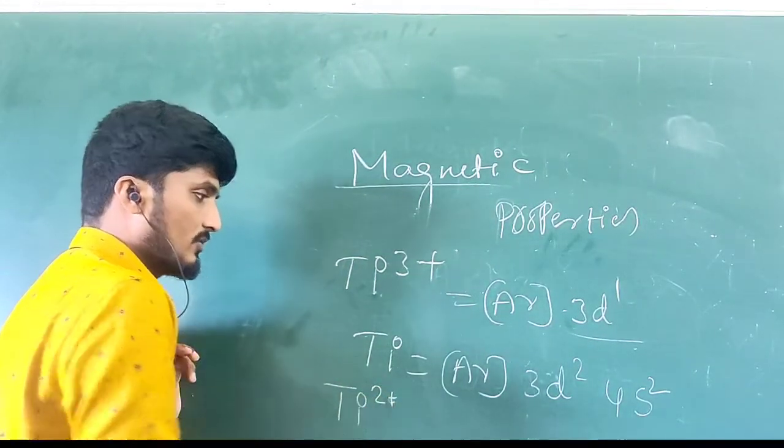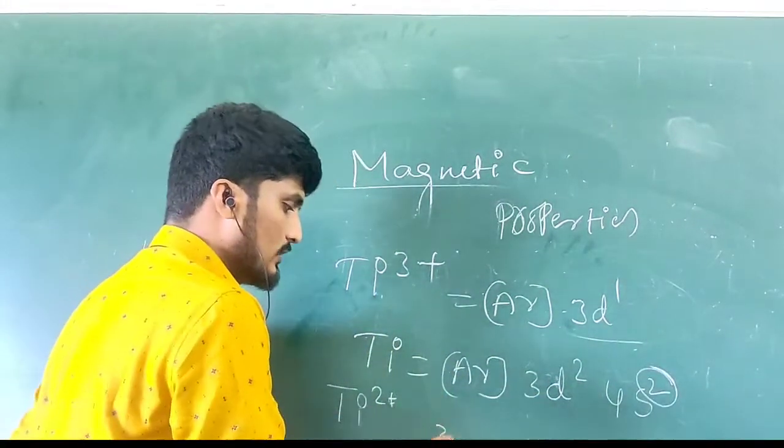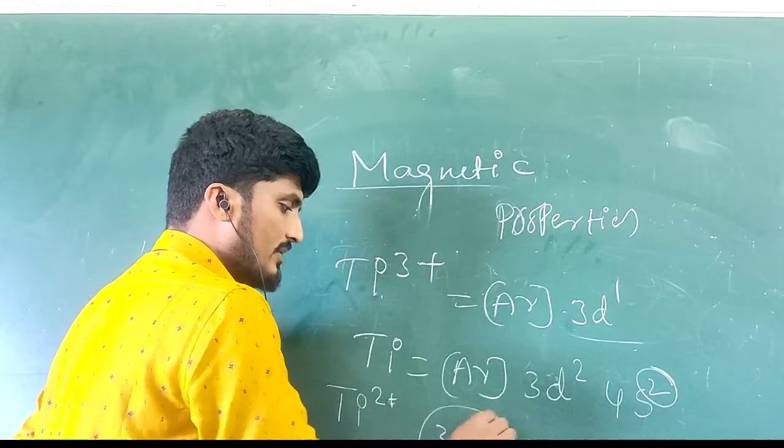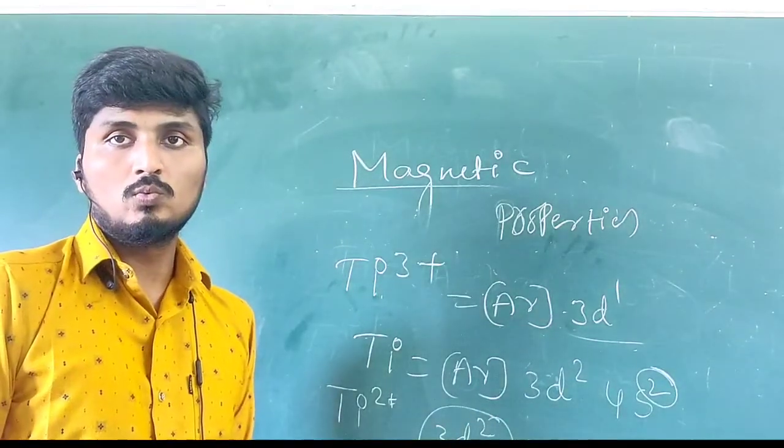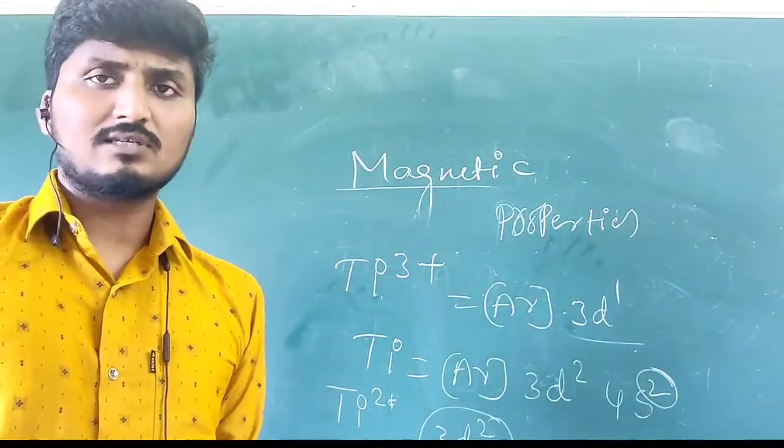So only 2 electrons you are going to remove. If you remove these 2 electrons from the titanium, it will become 3d2. Then also it is unpaired only. So how many unpaired electrons are there? 2. Clear?